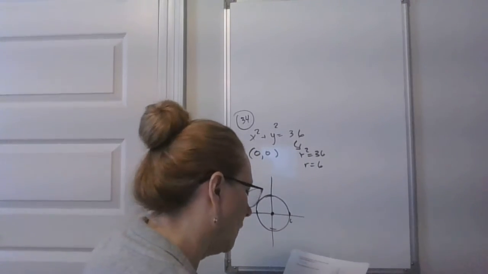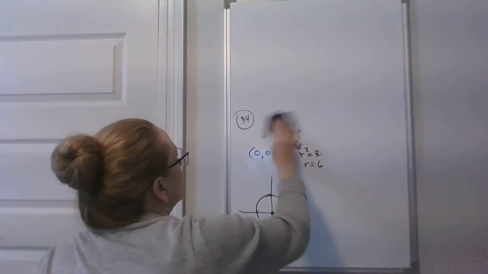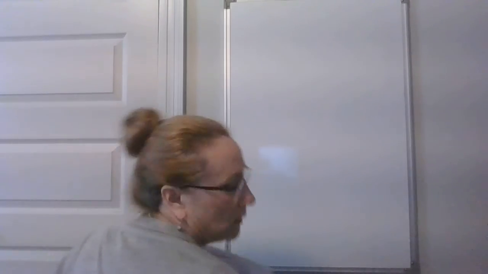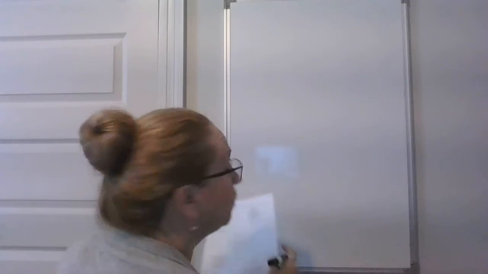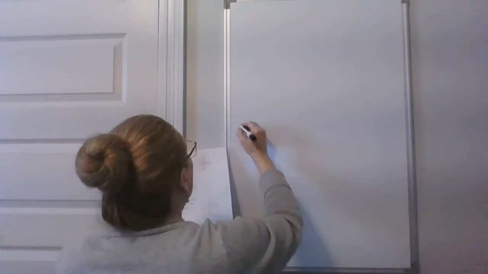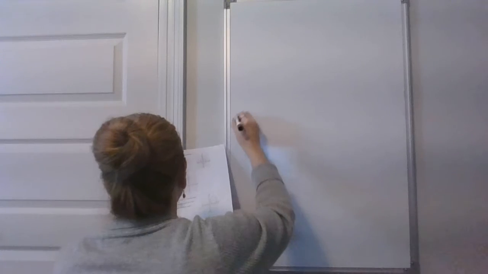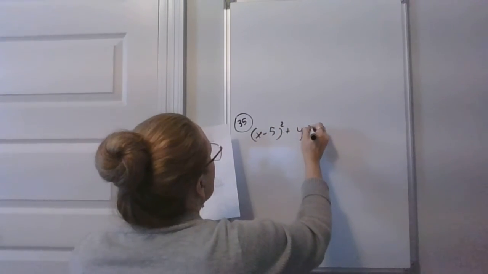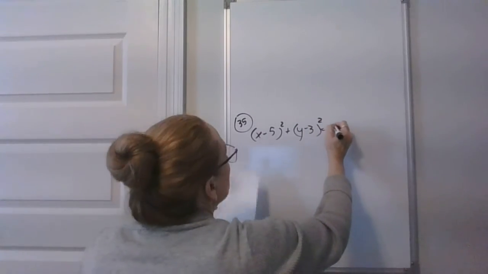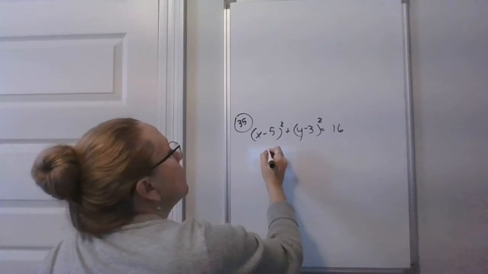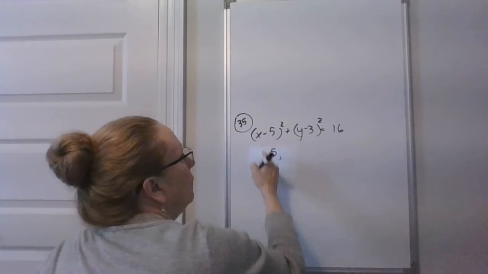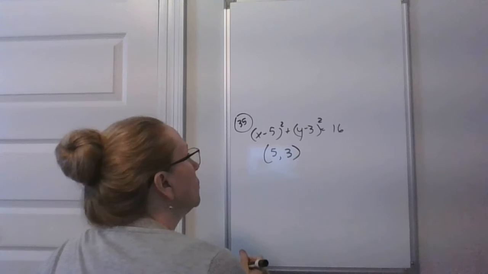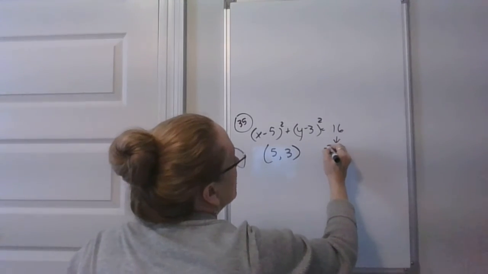Okay. For our last one of drawing the circle, and then we'll get to a couple more sorted problems really quickly, one a little bit harder. 35. X minus 5 squared plus y minus 3 squared equals 16. So this means our center is 5, not negative 5, positive 5, not negative 3, positive 3. 5, 3 is our center. And the radius squared is 16.